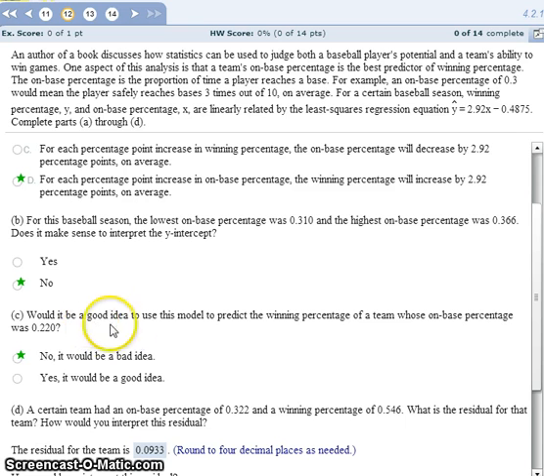Would it be a good idea to use this model to predict the winning percentage of a team whose on-base percentage was 0.220? No, it's not a good idea because 0.220 is outside of that range.